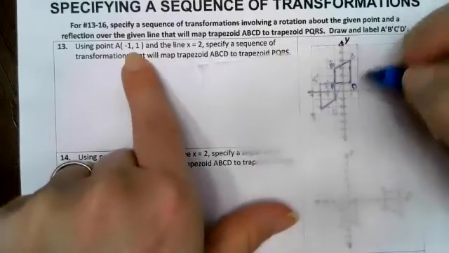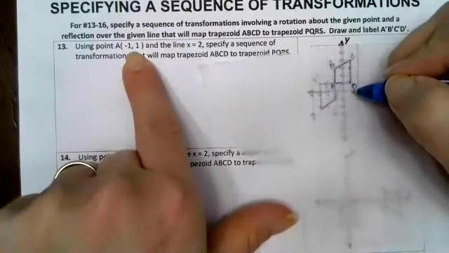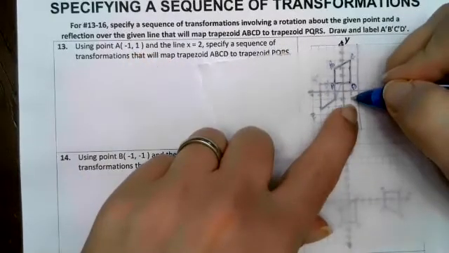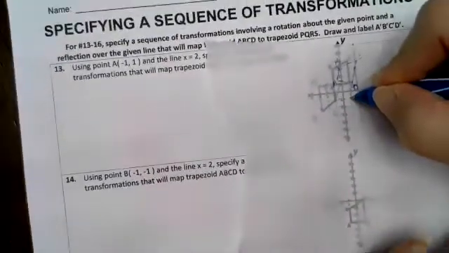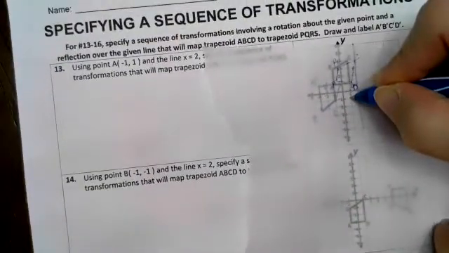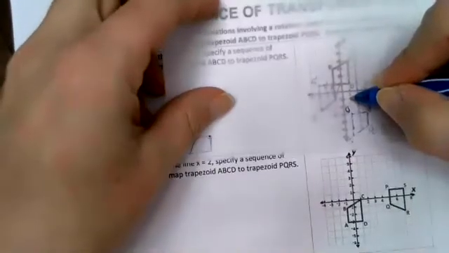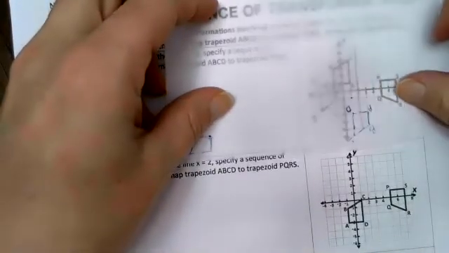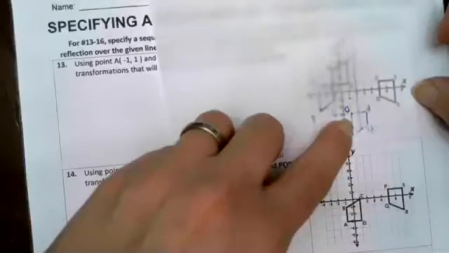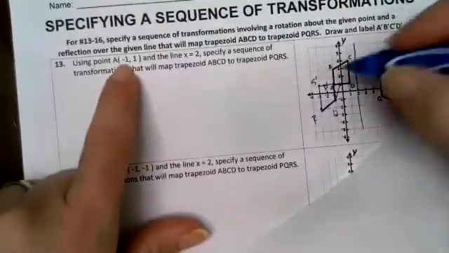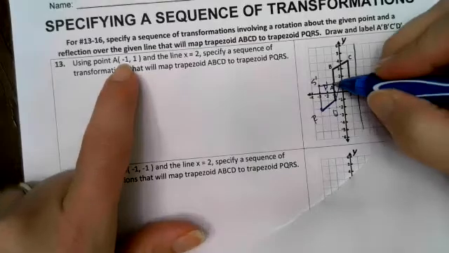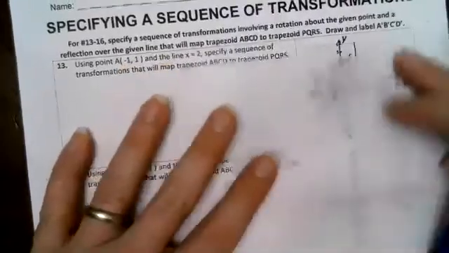And I want to use the point 1, -1 as my rotation. Well, this did not work out so well for me. It says -1, 1. Ah, it does say -1, 1, not 1, -1. So -1, 1, which works out so much better for me.